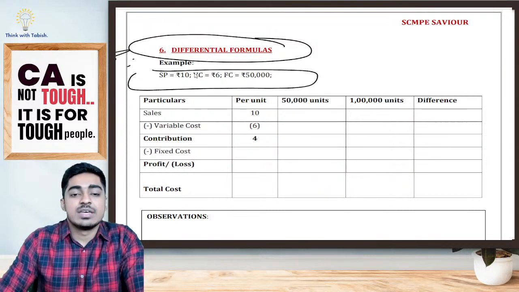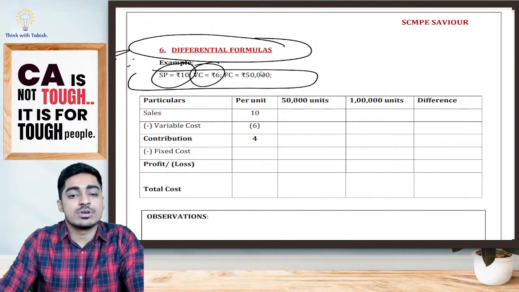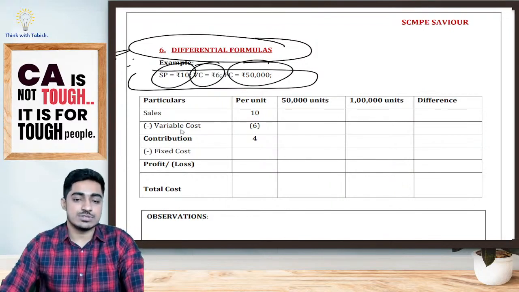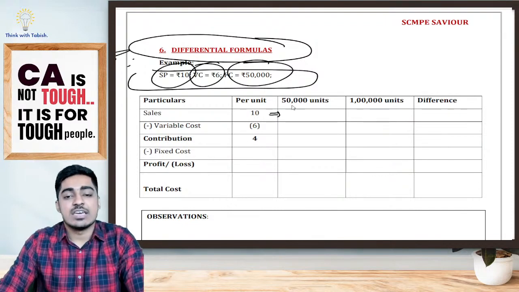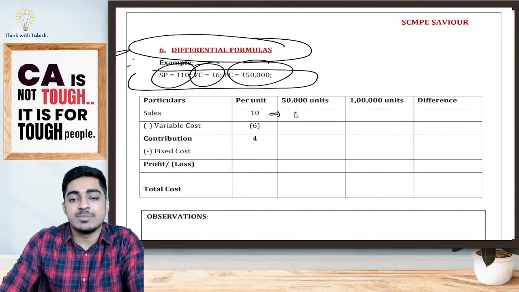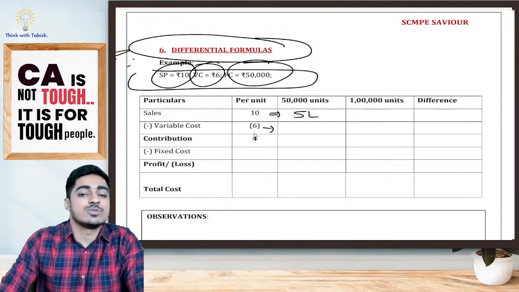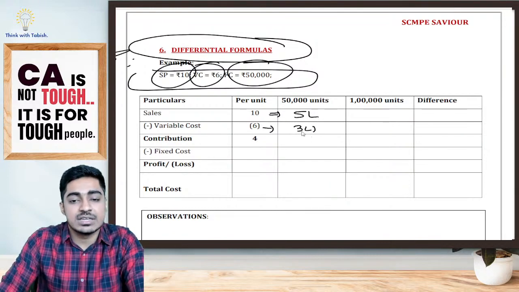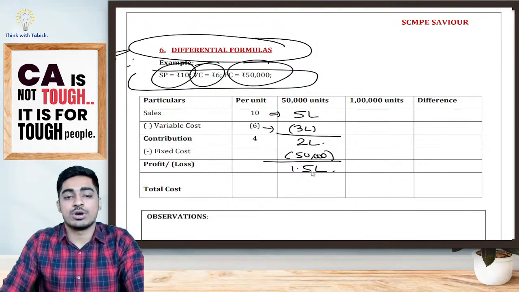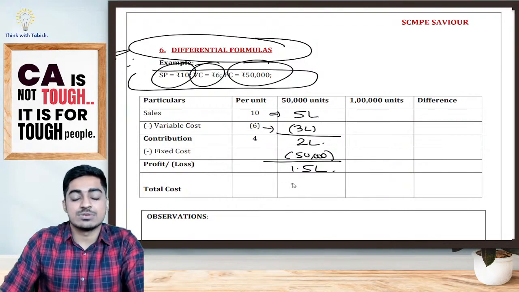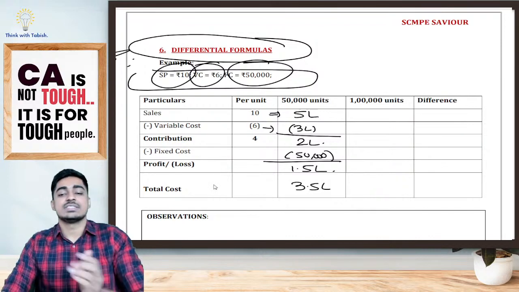Suppose I am telling my selling price is 10 rupees, variable cost is 6 rupees, fixed cost is 50,000 rupees. If I am selling 50,000 units, suppose I am selling a pen, my sale will be 5 lakh. My variable cost will be 6 rupees into 50,000, 3 lakh. My contribution will be 2 lakh. My fixed cost is 50,000 and my profit will be 1.5 lakh. My total cost will be 3 lakh plus 50,000, 3.5 lakh. This is the first case.